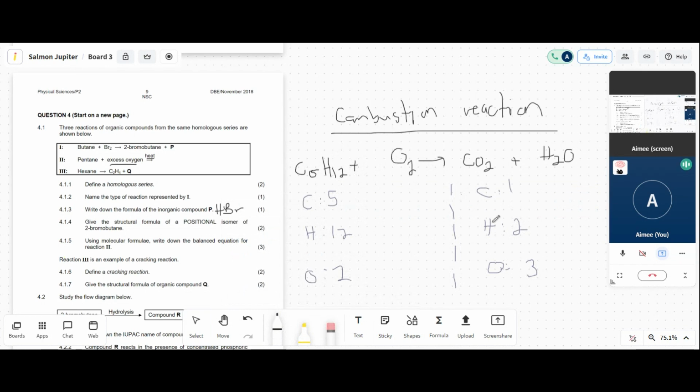Let's see. I think I'm going to start on this side. You can see that here I've got 12 hydrogens, and on this side I've got 2 hydrogens. Now this is pretty simple to fix, because all I have to do is multiply this side by 6. If I multiply this side by 6, I can get 12 immediately and fix my hydrogens right off the bat.